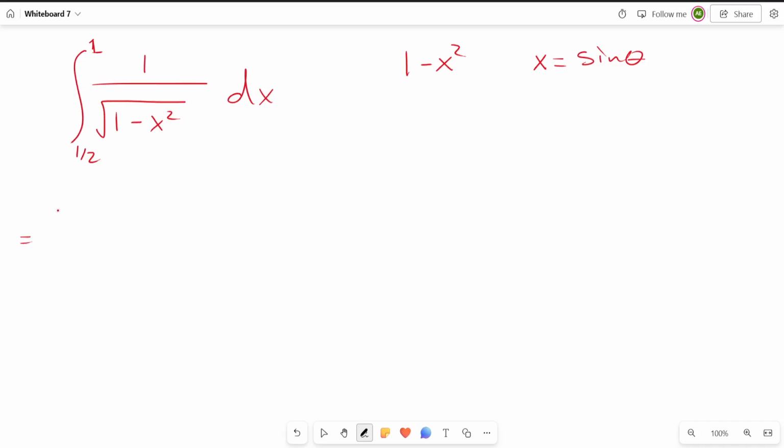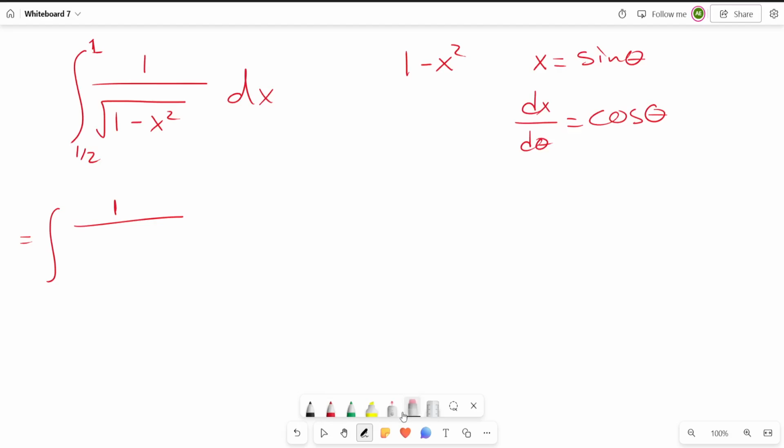So this is going to equal integration of 1 over, now x is equal to sine theta, dx by d theta is going to equal differentiation of sine, which is cosine theta. So dx is basically cosine theta multiply d theta. So now I can do my substitution to the square root of 1 minus x squared. x is sine theta, so x squared is sine theta squared, or sine squared theta. And dx is basically cosine theta d theta.